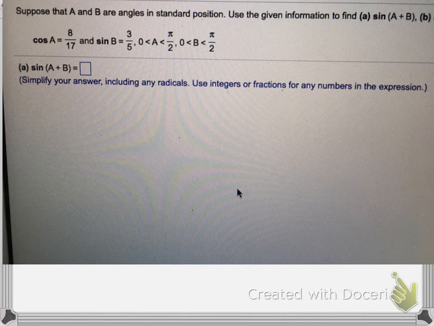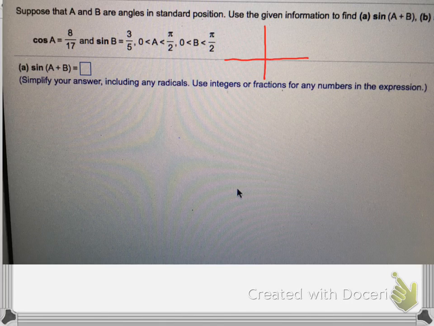This is a problem from 10.2. You have angles A and B in standard position. Find the sine of A plus B, the sine of A minus B, the tangent of A plus B and A minus B. Okay, what I would do is I always like to have a visual in front of me, so I would draw the angle A.